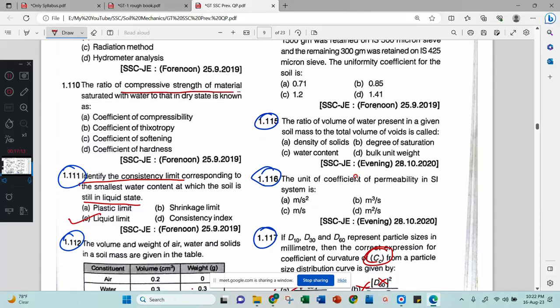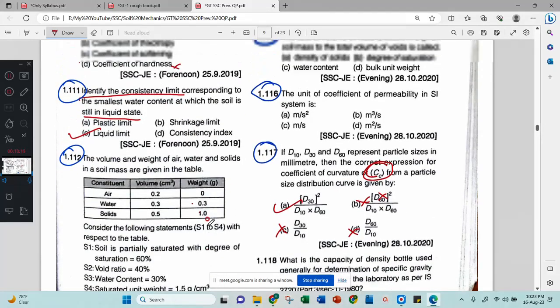The ratio of compressive strength of a material saturated with water to that in dry state is known as. Thixotropy is a phenomenon of regaining the strength, therefore this is wrong. Coefficient of softening, coefficient of hardness. They are comparing compressive strength of a material saturated to dry. Softening and hardness I can just remove. Next.